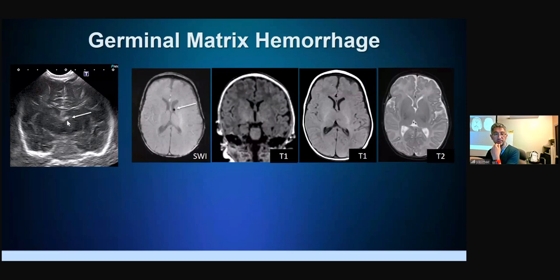Sometimes we see a very tiny focus on the left. We don't know if it's hemorrhage or not. If you do an MRI, even on the MRI, it's hard to see them. We only see them on the SWI, as you can see here. On the T1, T2, we don't see it, but only on the SWI we can confirm this hemorrhage. So sometimes small hemorrhages can be better seen on the ultrasound.